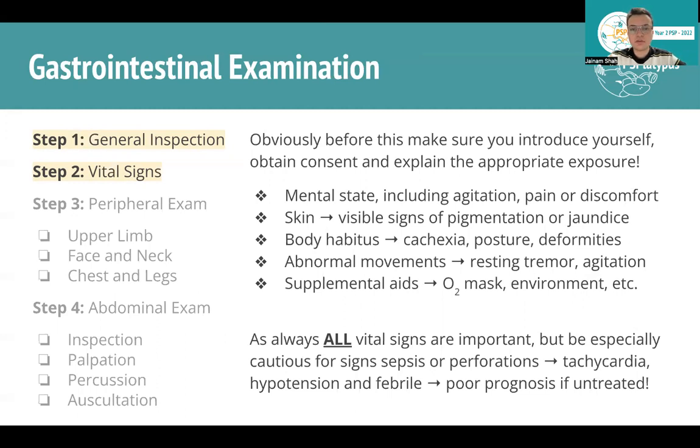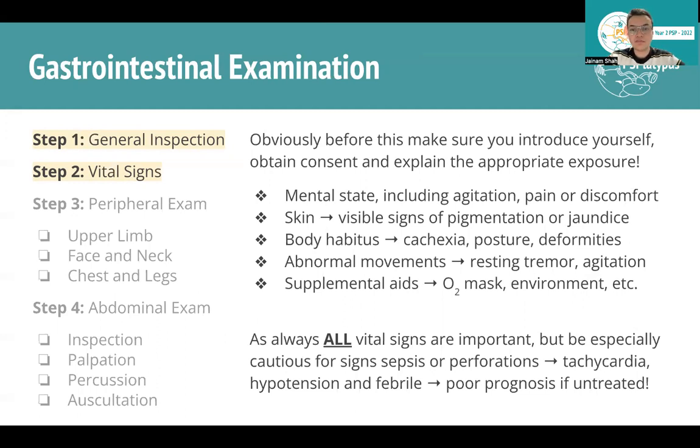And then finally, supplemental aids. It's not too specific to the abdominal examination, but you want to look at the oxygen mask that they might be on, how critical they are, as well as the environment that they generally are in. So in terms of the general inspection, we are looking at 2 main facets of the patient. We're looking at what is external to the patient, which is the environment, and then what is internal to the patient, what's actually happening with them specifically.